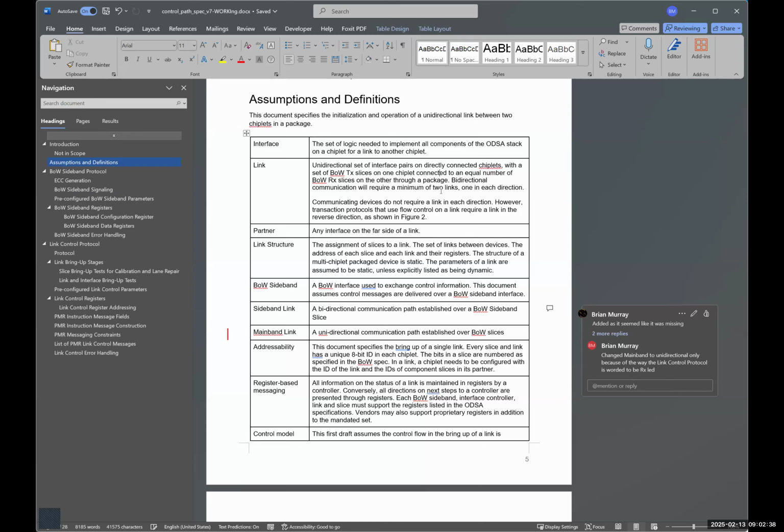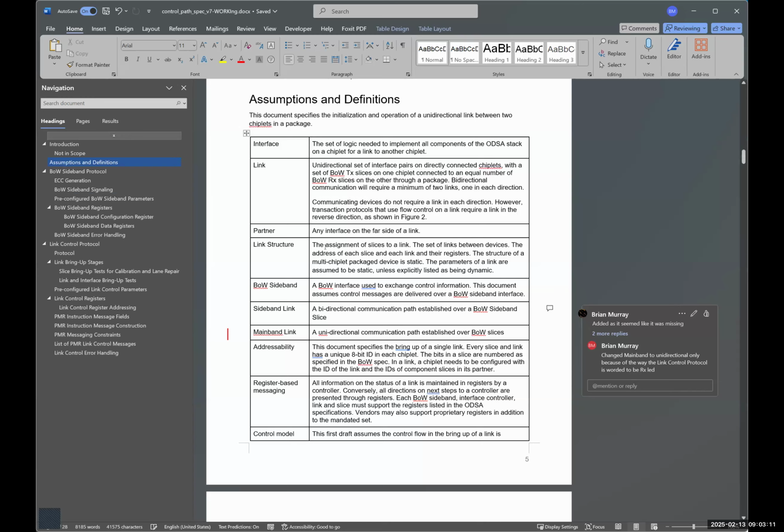Paul? Well, I'm not sure your definition of link meets that. That link definition that's in there looks physical to me. A unidirectional set of pairs, it's a connection between chiplets, a set of wires. Maybe we want to change that, but it looks more physical than logical to me, or certainly could be interpreted that way.